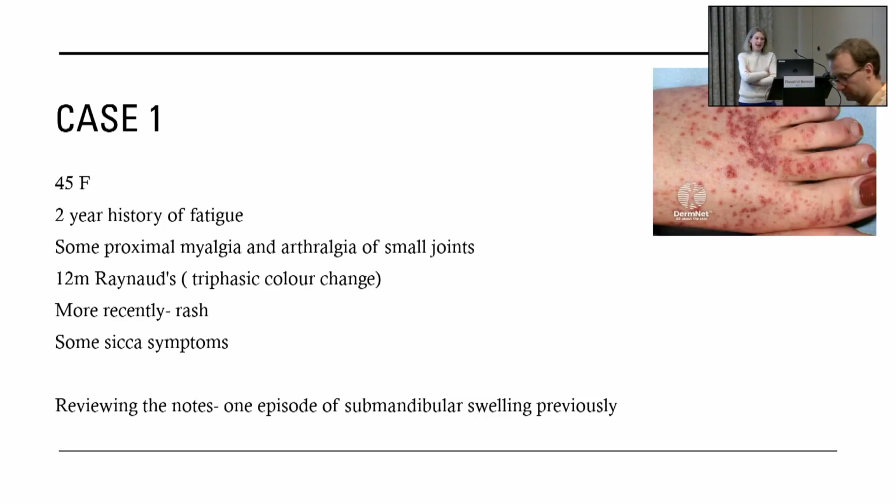So first case, it's a 45-year-old lady who had a 2-year history of fatigue. She's someone that I've seen in the rheumatology clinic, and she gives a history of some proximal myalgia and arthralgia of the small joints. She also had a 12-month history of Raynaud's, which is this classic triphasic colour change. More recently, she'd had a rash, very similar to the rash shown in that picture there, a small vessel cutaneous vasculitis, that's the appearance we'd say with that.